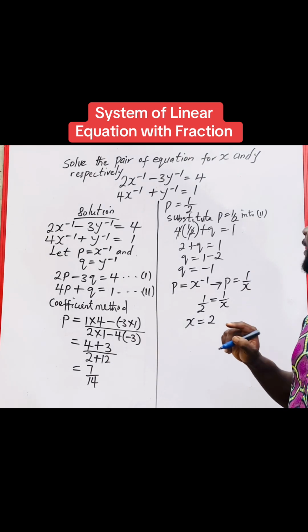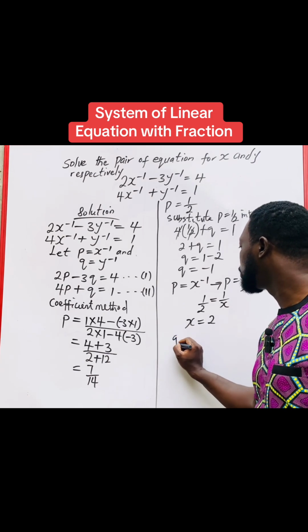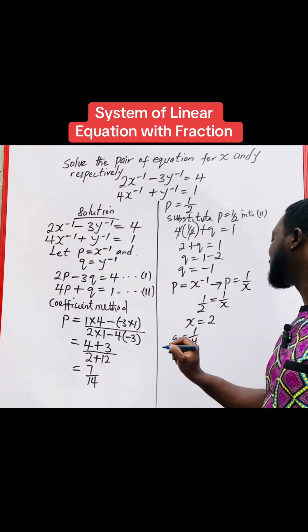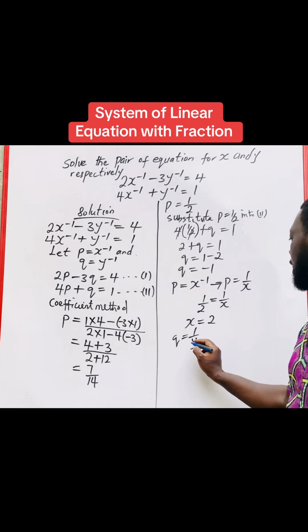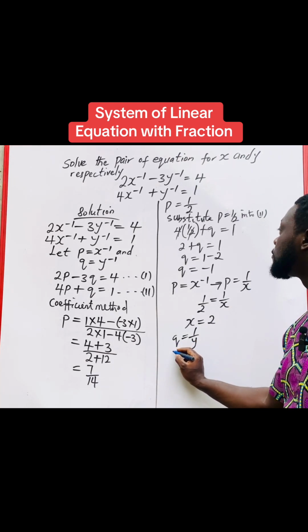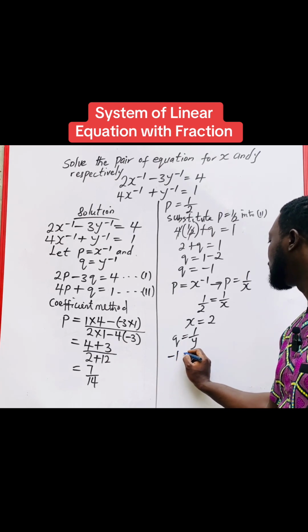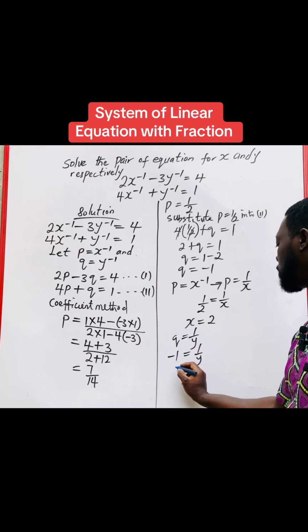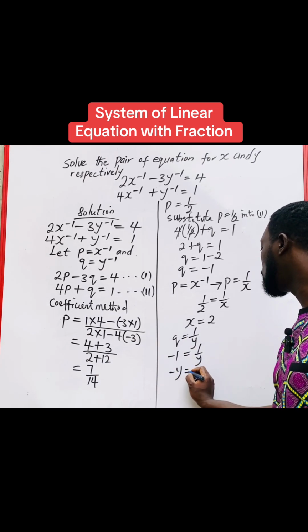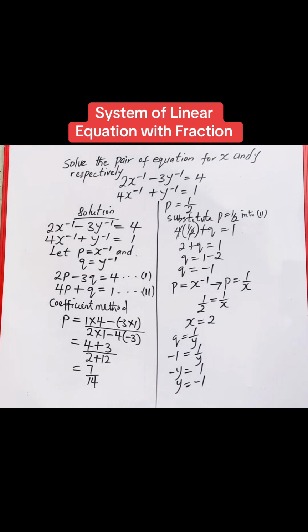All right. So now let's check again. The value for q is equal to 1 over y, that is y raised to the power of minus 1, which implies that q is minus 1, equal to 1 over y. So cross multiply, you have minus y is equal to 1. So therefore y is equal to minus 1. So therefore x comma y is simply 2 comma minus 1. So this is the value for the expression.